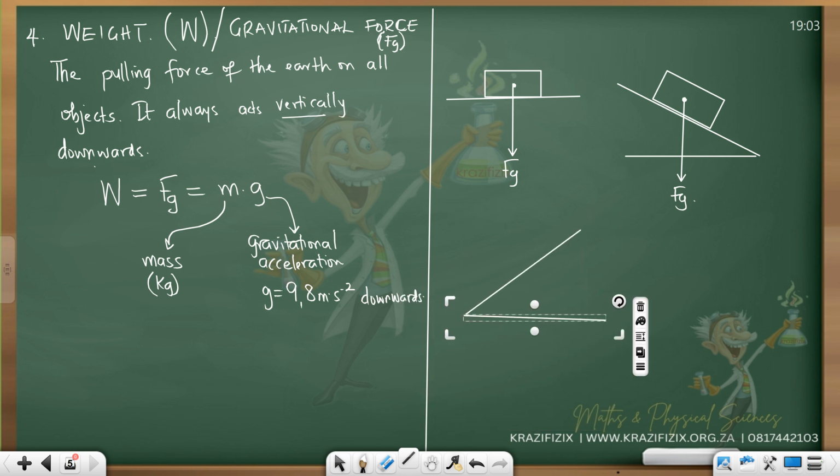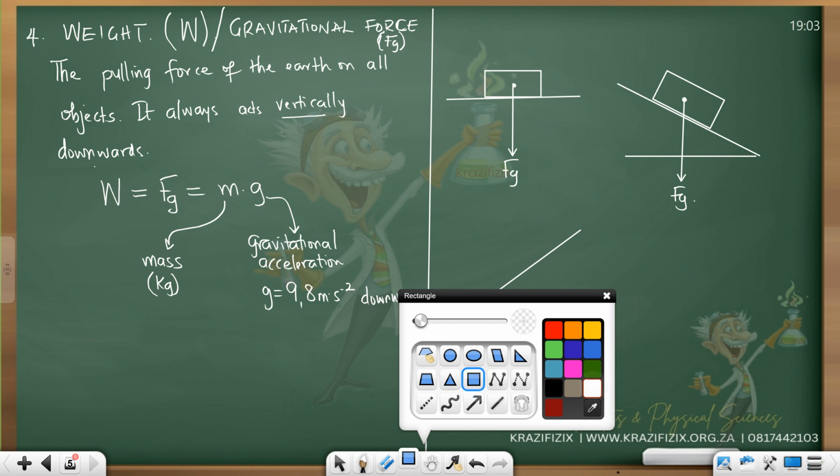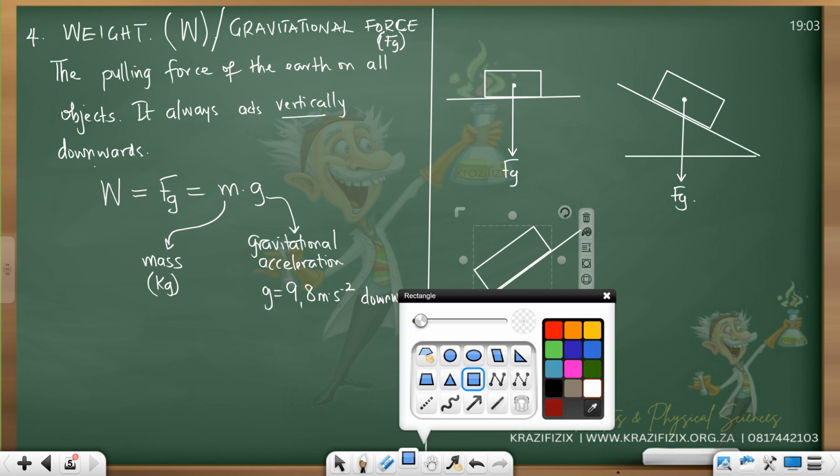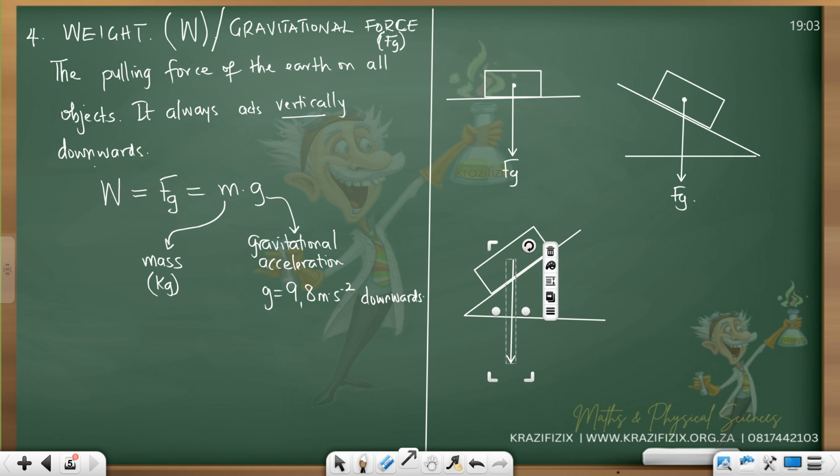So if I have this up surface again like this, I have this from the center again. So it is acting from the center, and it acts vertically what? Downwards. So it is the force of the earth on an object. And the earth is always pulling all objects what? Downwards. Are we together? Yes.